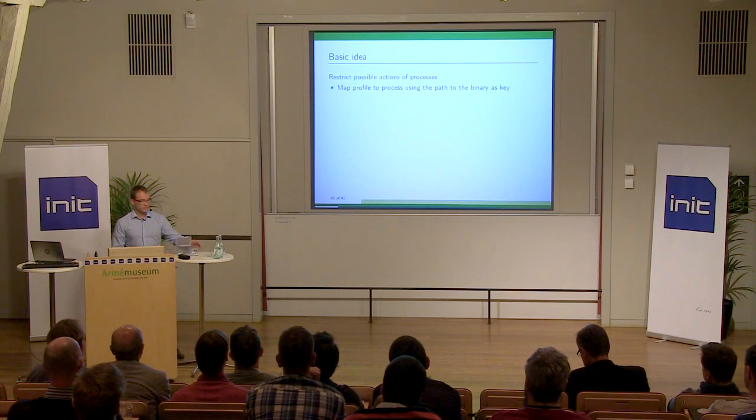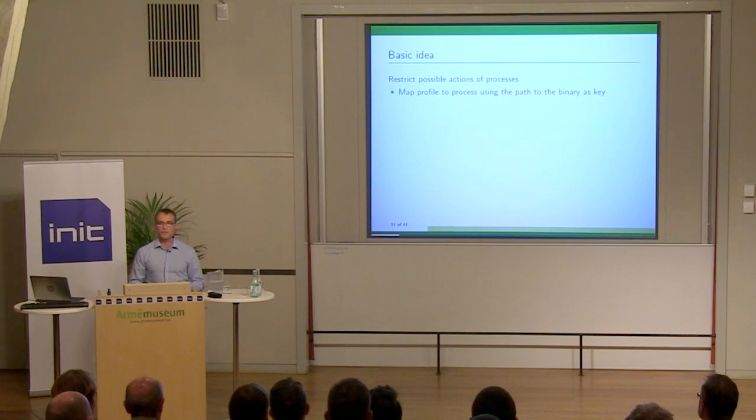The basic idea. You want to restrict the possible actions that a process can do. And how do you do that? You map a profile to a process using the path to the binary as a key. And we will see how this is working with the concrete examples that follow soon.